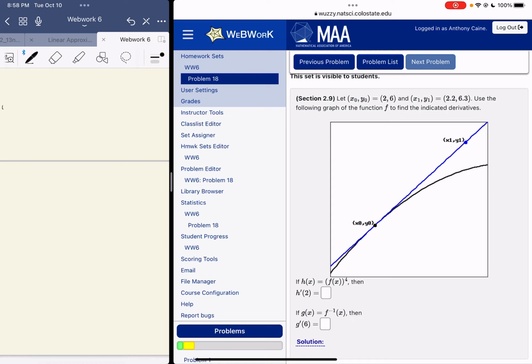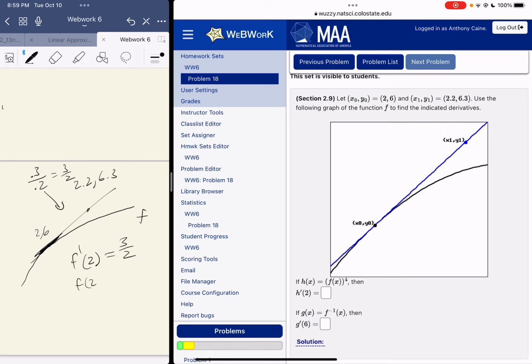So we have the spot 2, 6, and some other spots, 2.2, 6.3. So by the way, the slope of this line is 0.3 divided by 0.2, which is 3 over 2. Sweet. Now the slope of that line, let's see, the graph is f. So this thing here, this is f. So f prime at the x value of 2. So f prime right here at the point of tangency is the slope of that line, which is 3 over 2. Okay, that might be useful.